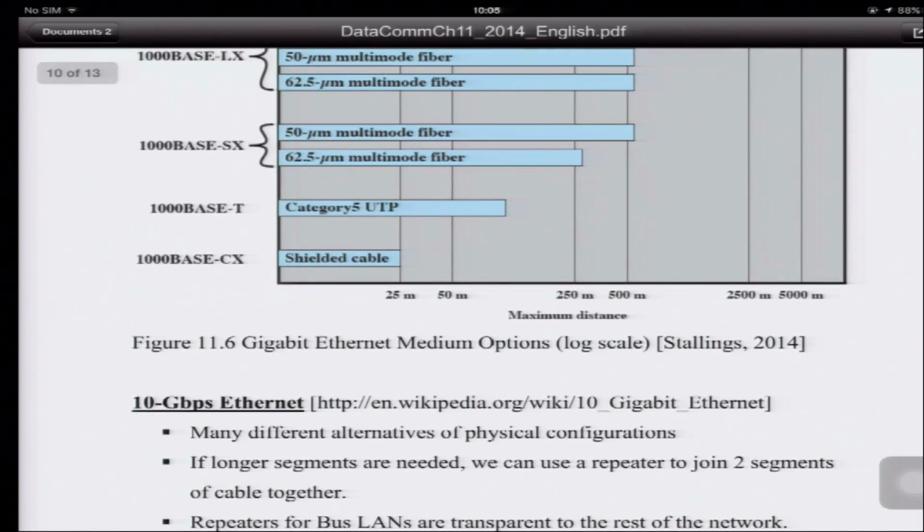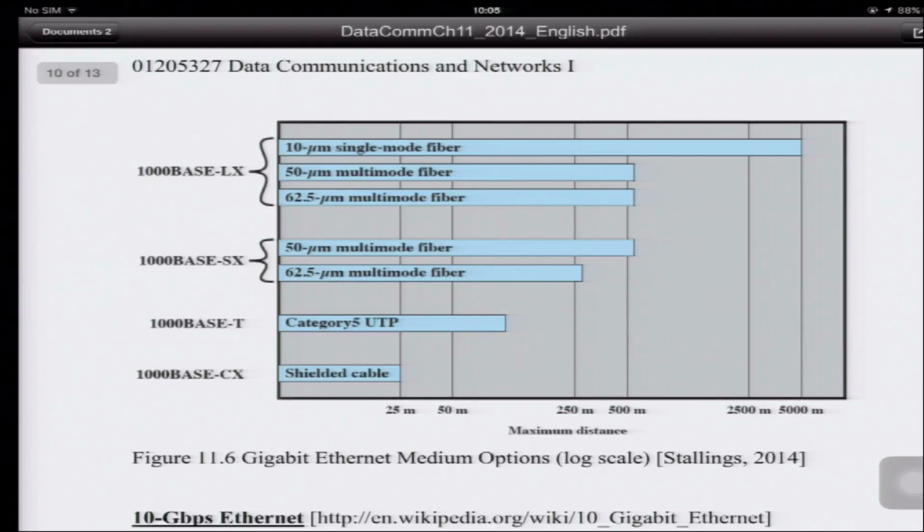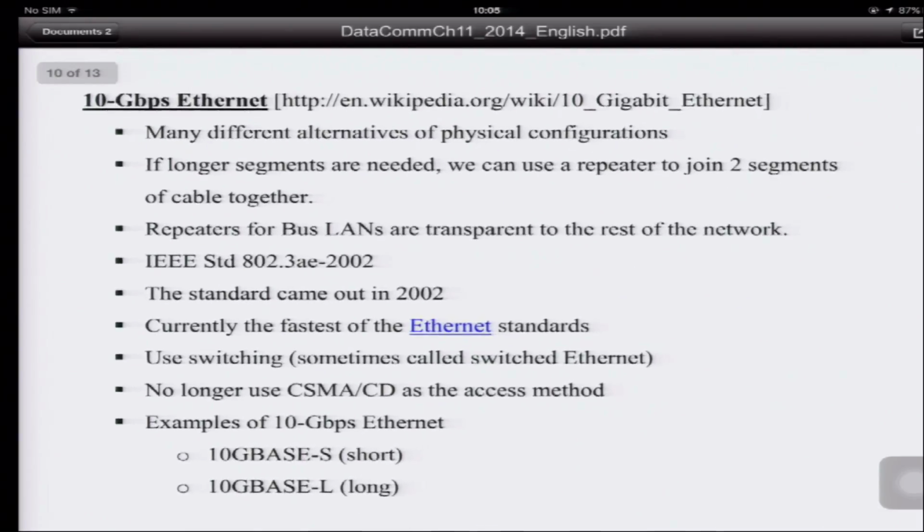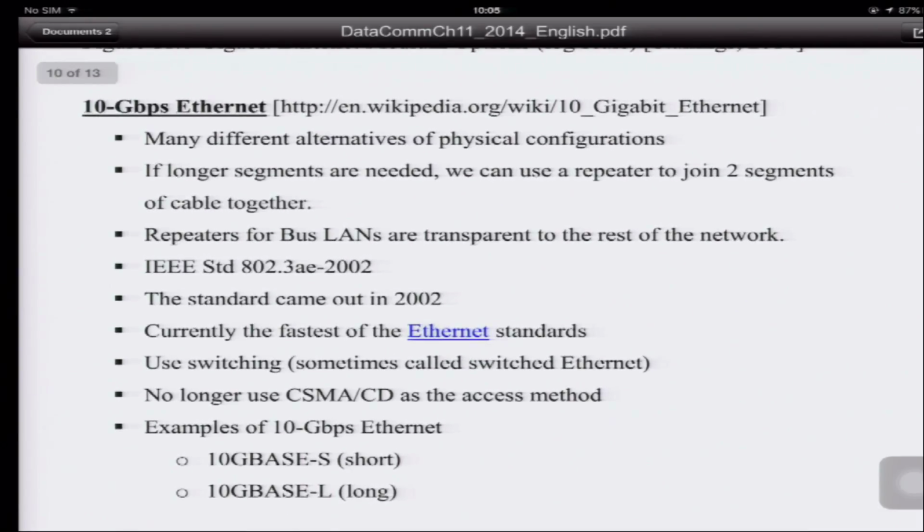So this is shown in the log scale. You can see that we use the same techniques, but we change the medium, and we can send to make a bigger LAN. The next one is 10 gigabit per sec Ethernet.